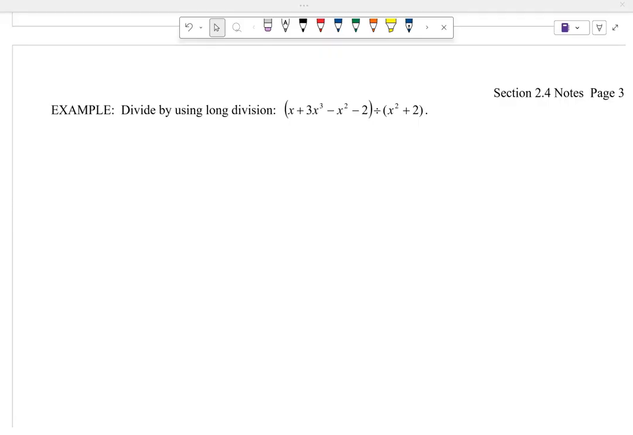Now if you look at this next one, notice it's kind of ugly. It's not in order. I'm going to put it in order. So put the cubic first, minus the x squared, then the x, and minus 2, divided by what? Our divisor here is x squared, but there's no x term, so 0x plus 2. Now notice we're dividing by an x squared term. The nice thing about polynomial long division is I can divide by anything.